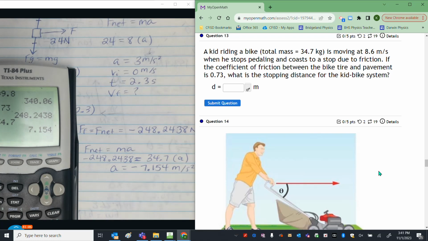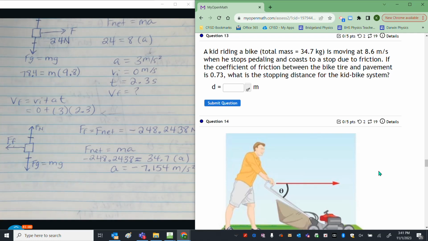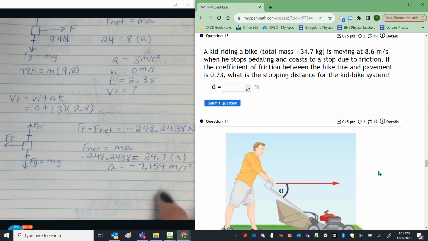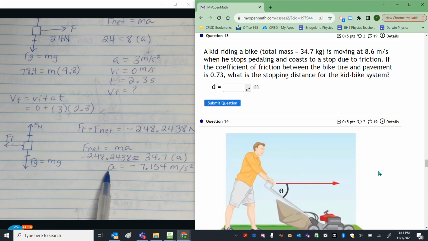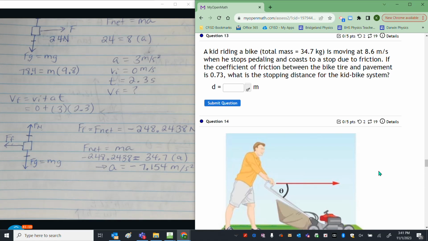Again, he's coming to a stop. It should be a negative acceleration. That's not the answer either. So again, we had to use forces to get the acceleration so that we can now use kinematic equations. You're going to have questions like this. You're going to see it on your free response.